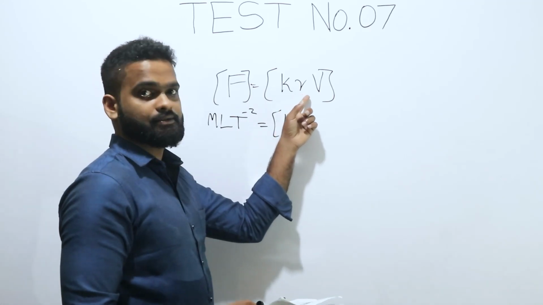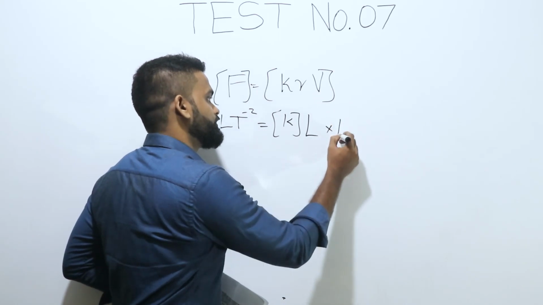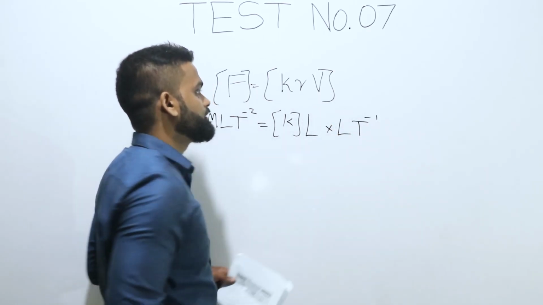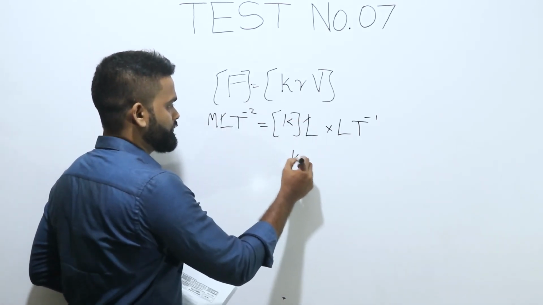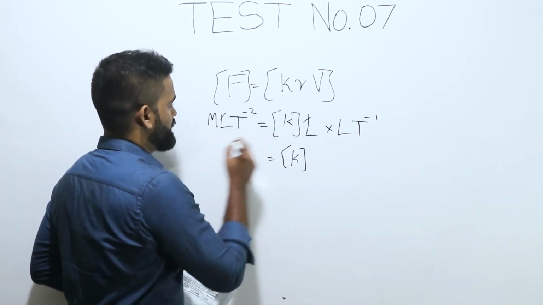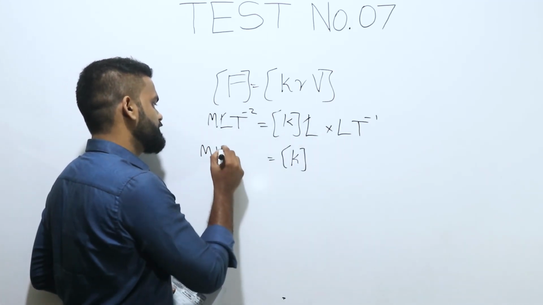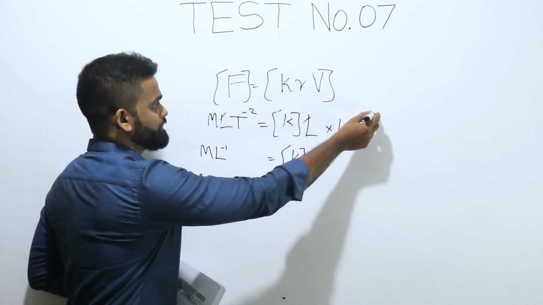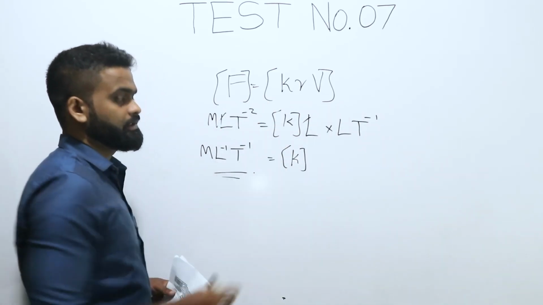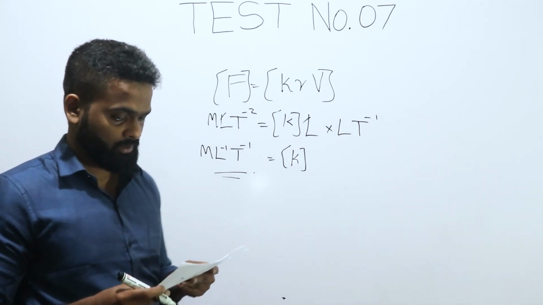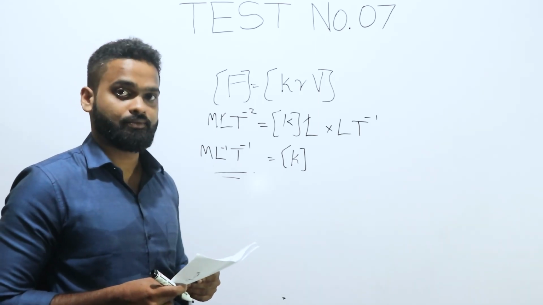This is the radius, so it is a length. This is a velocity, so the dimension should be L T^-1. L and L cancel off. Then M is here. Then if I take this L to that side, this becomes L^-1. Then T^-1 and T^-2, this becomes T^-1. So this is the dimensions of K. So the answer for that should be the third one.